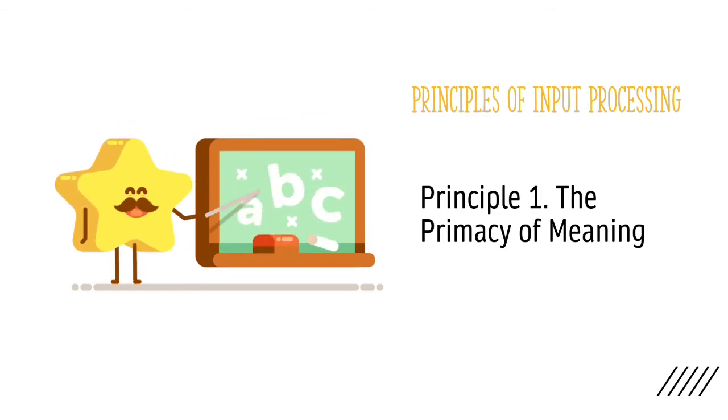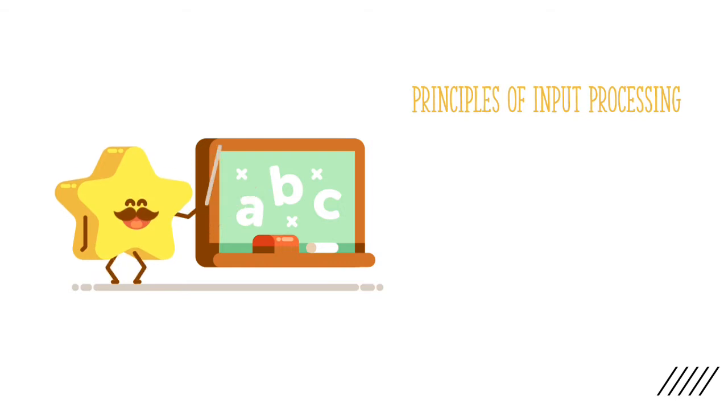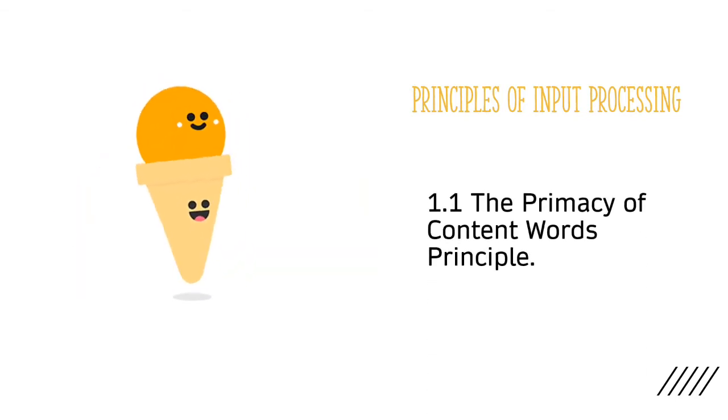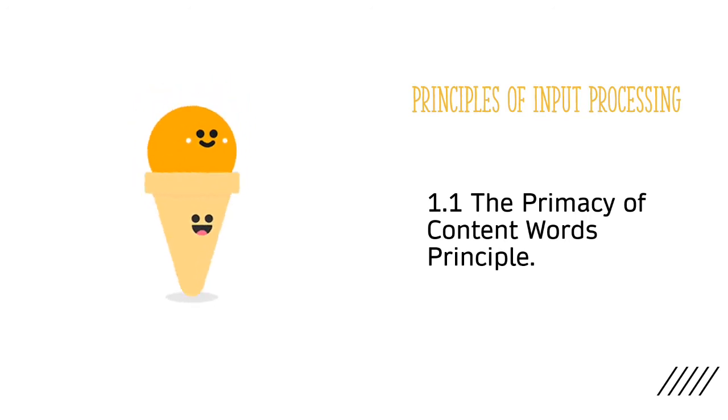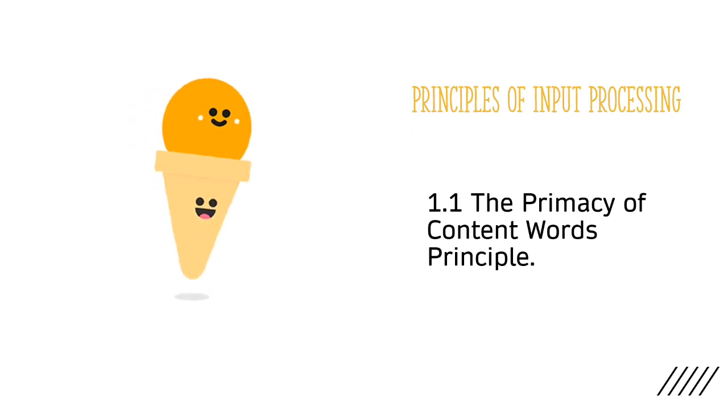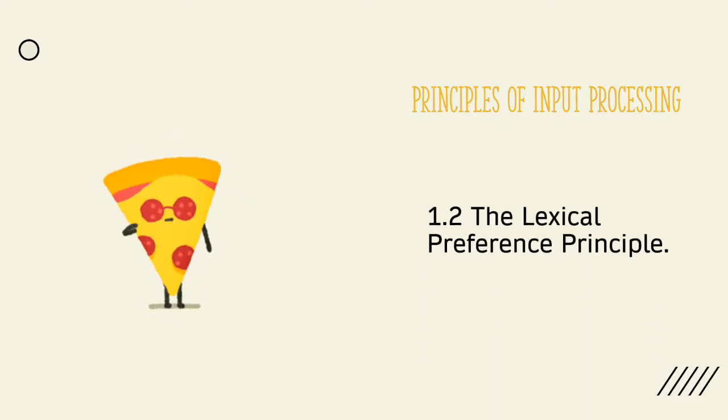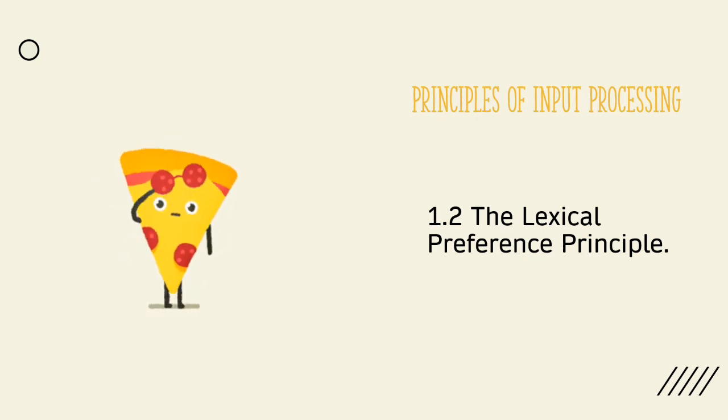Under the first major principle is the primacy of content words principle. It is where learners process content words in the input before anything else. Next is the lexical preference principle. It is where learners prefer processing lexical items before grammatical items for the same semantic information.